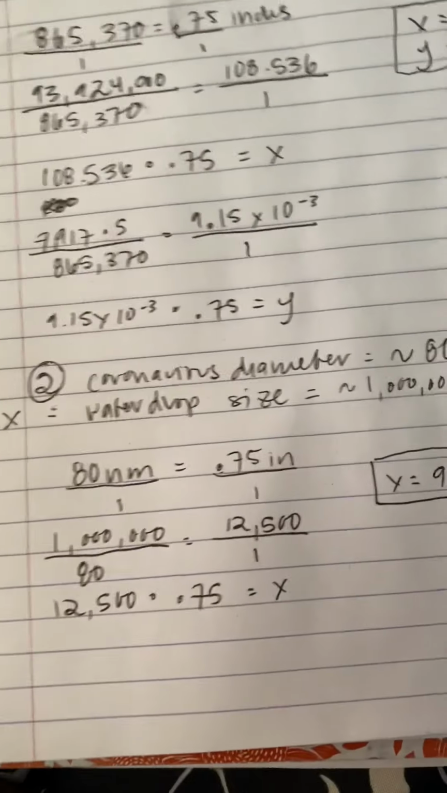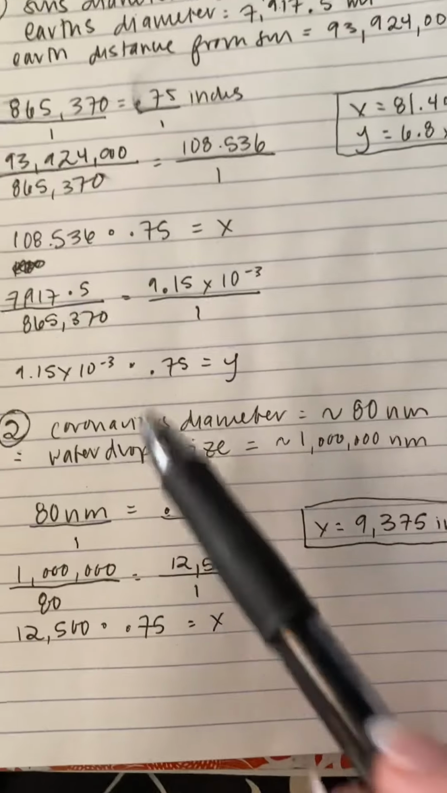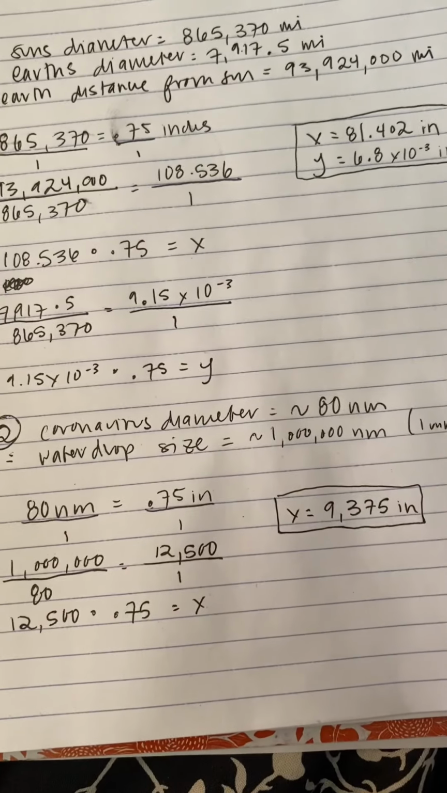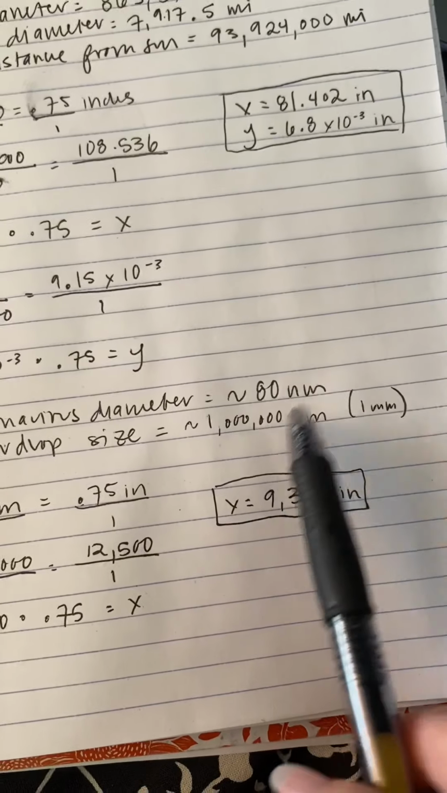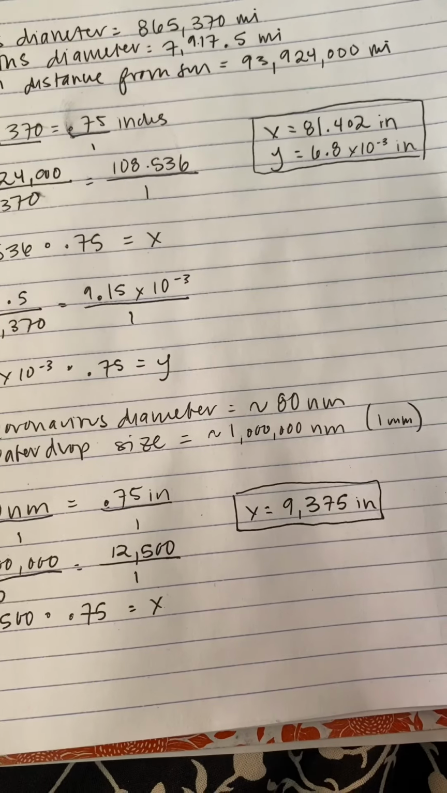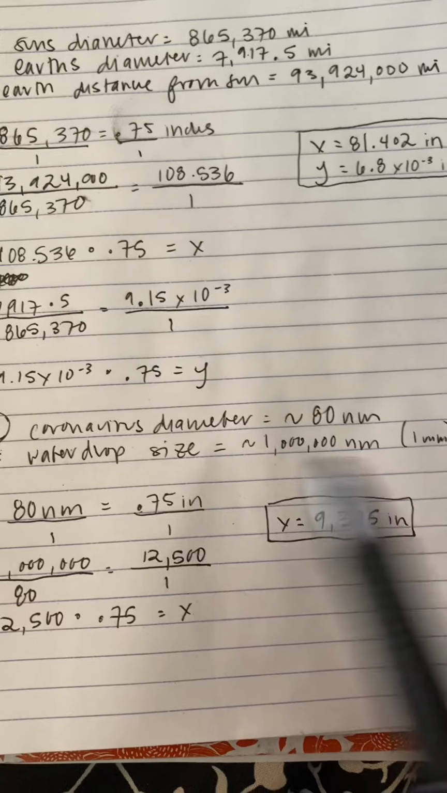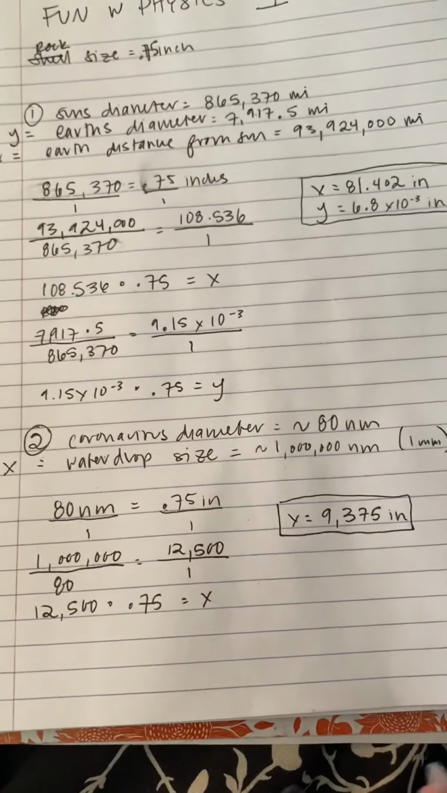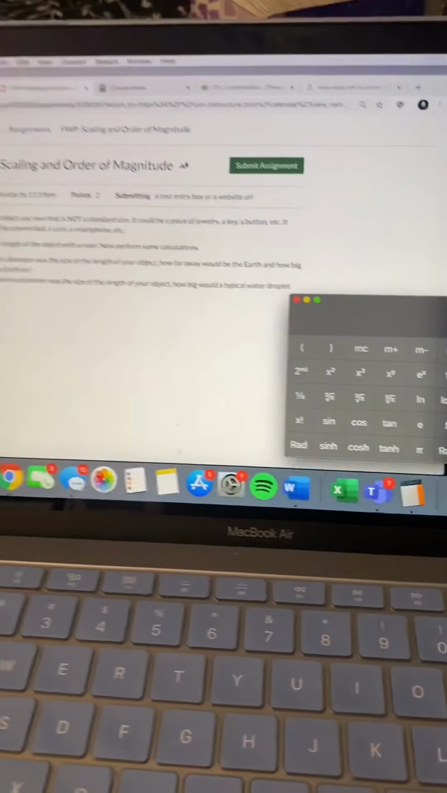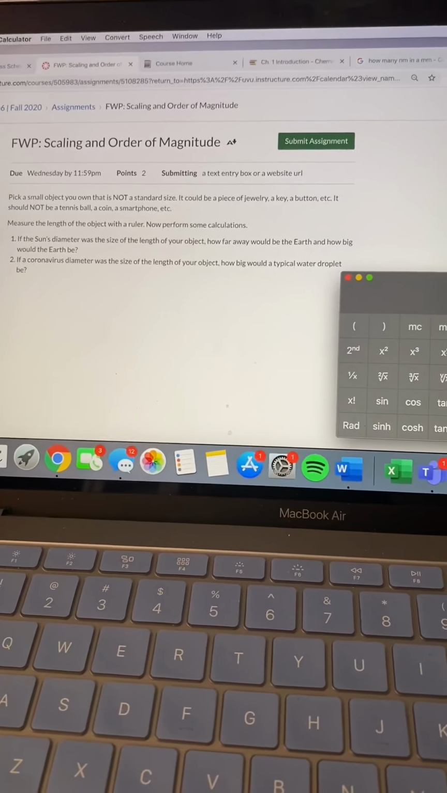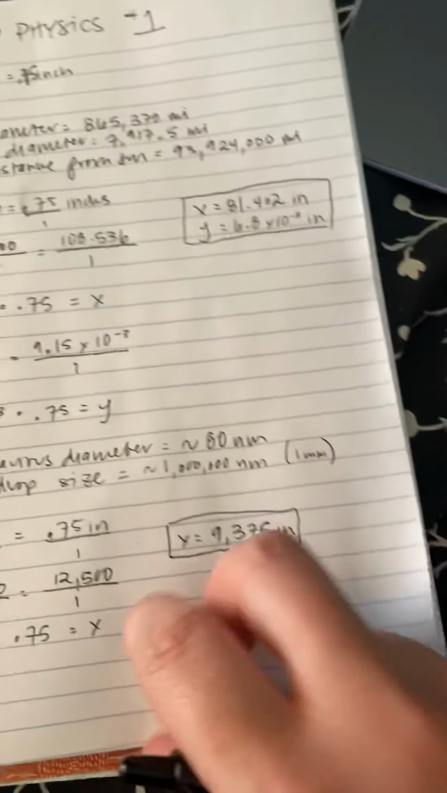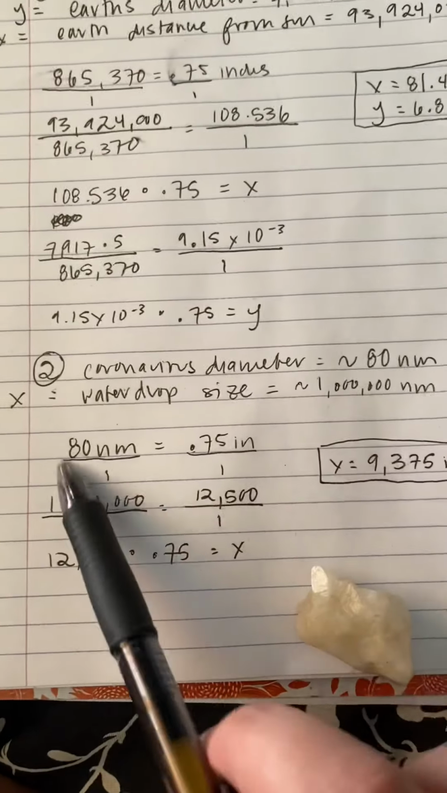So now we got to go the opposite way, scaling it down, or I guess up. We're scaling up the size of a coronavirus. According to Google, it was approximately 80 nanometers, and a water drop size was approximately 1 million nanometers. So the question said, how big would the typical water droplet be if the coronavirus was the size of my rock? So I did the same process.